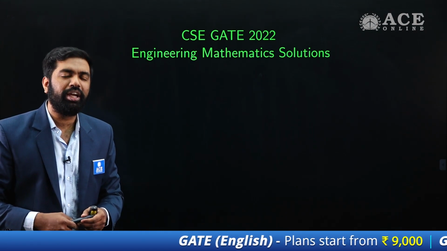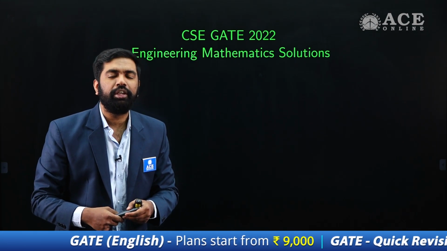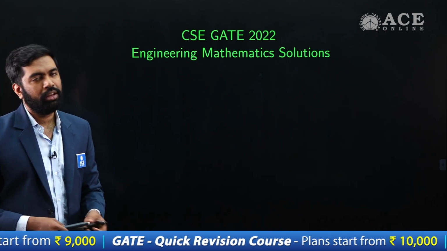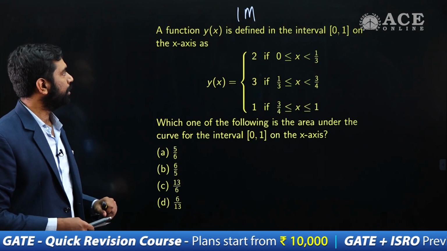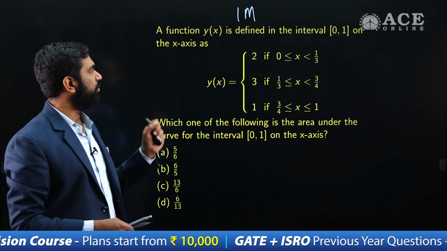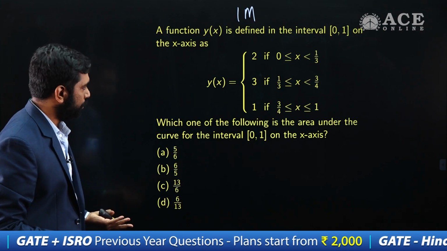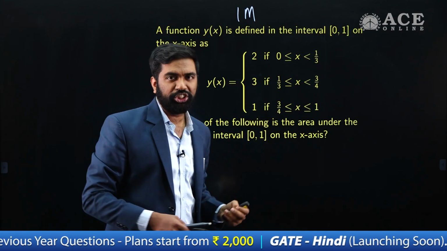In this video, I'm going to solve CSE GATE 2022 questions from Engineering Mathematics. Have a look at the first question. A function y of x is defined in the interval 0 to 1 on the x-axis as follows. Okay, so it's a piecewise function they have given to us.